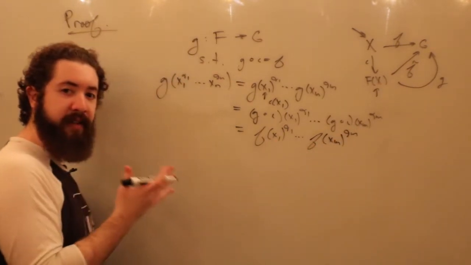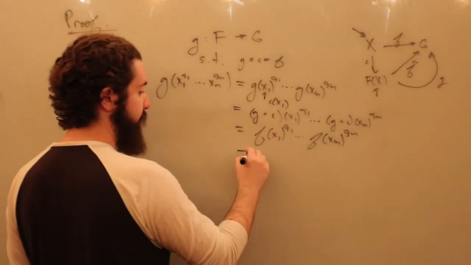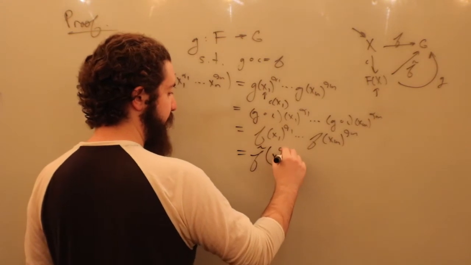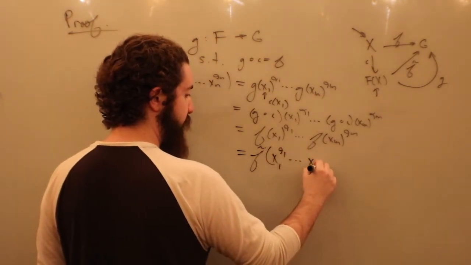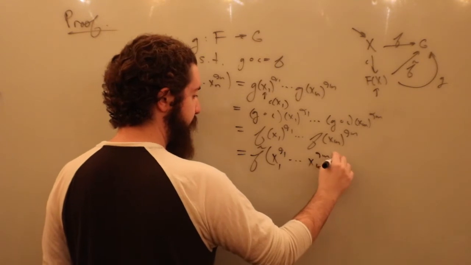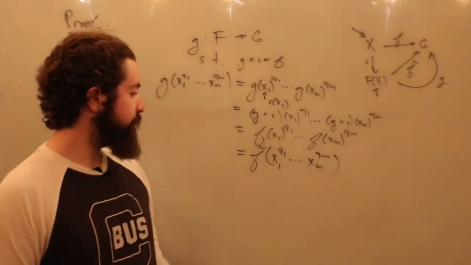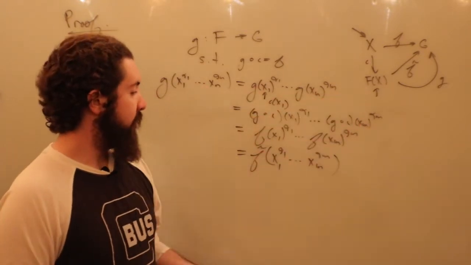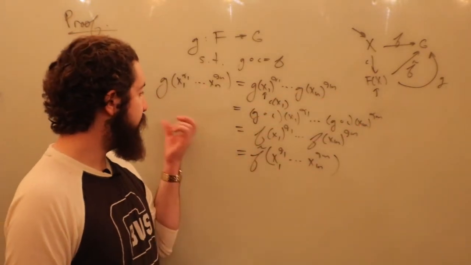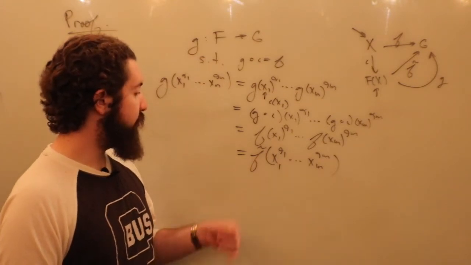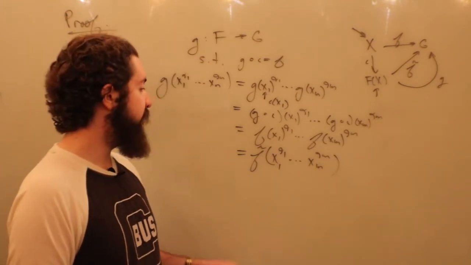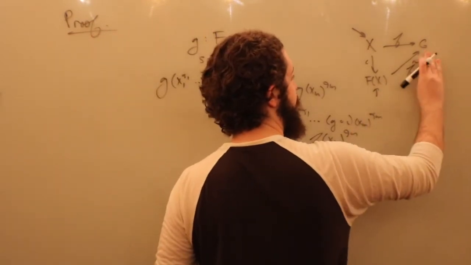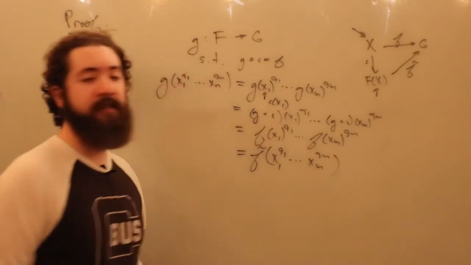But this was exactly our definition for F tilde, right? This is exactly our definition of F tilde of x1 to the alpha 1 multiplied all the way up to xm to the alpha m. So we see that G actually, for every word in F, which can be written in this form, which is all of them, G must be equal to F tilde, and so we see that they are in fact the same map, and F tilde is a unique homomorphism, as we wanted to show.